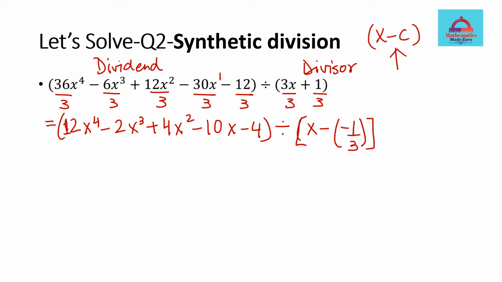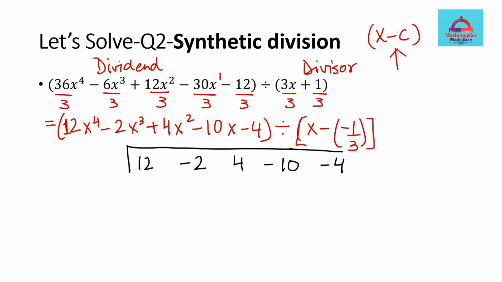Okay, so now we are ready to go. We have all coefficients, so let's do the synthetic division. Inside comes the coefficients 12, negative 2, 4, negative 10 and negative 4. Make sure you separate them with some distance so that they don't get missed and you don't make a sign mistake. And this time the value of c is a fraction. Okay, let's do step 1. We draw the line and copy the same number. So I put 12 here.